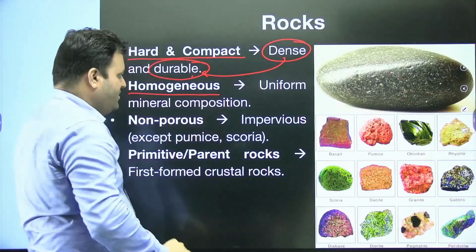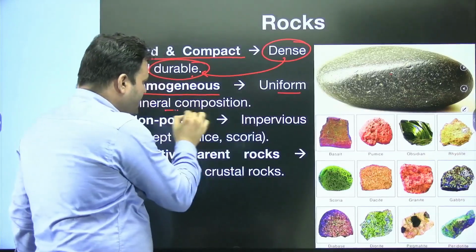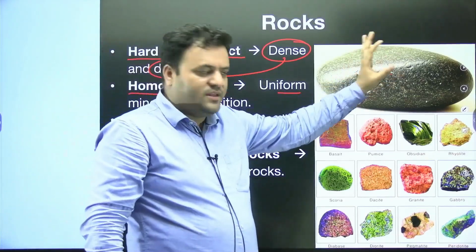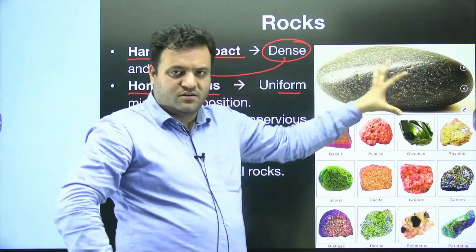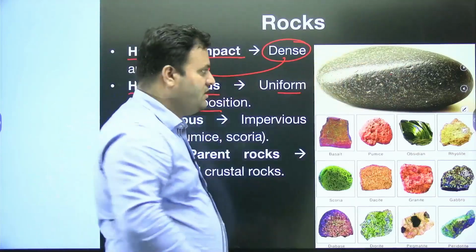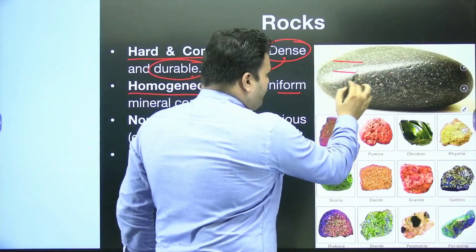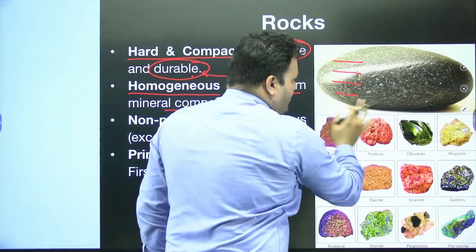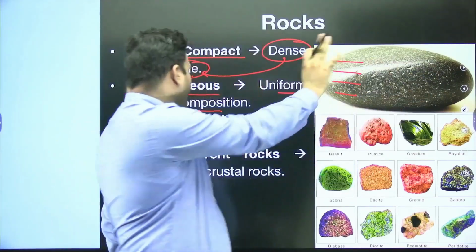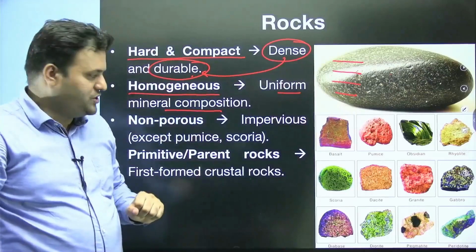And it will have what? Homogeneous structure. It will have a uniform mineral composition. You can see here, this is one of the basaltic rocks, basaltic stone. And here there is no layer. Here the density is almost the same. Here there is a uniform mineral distribution.